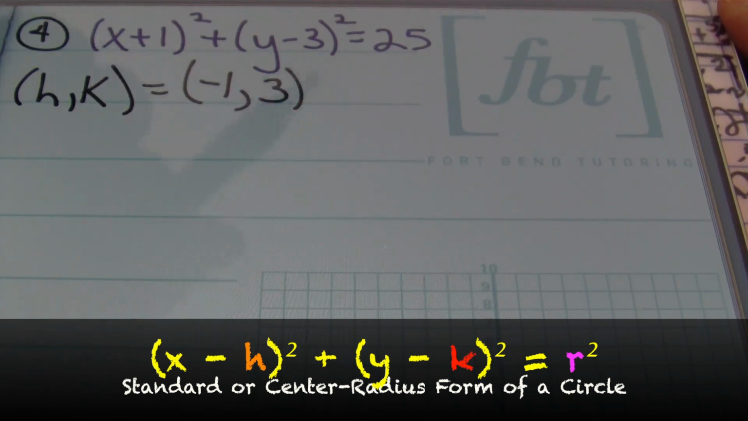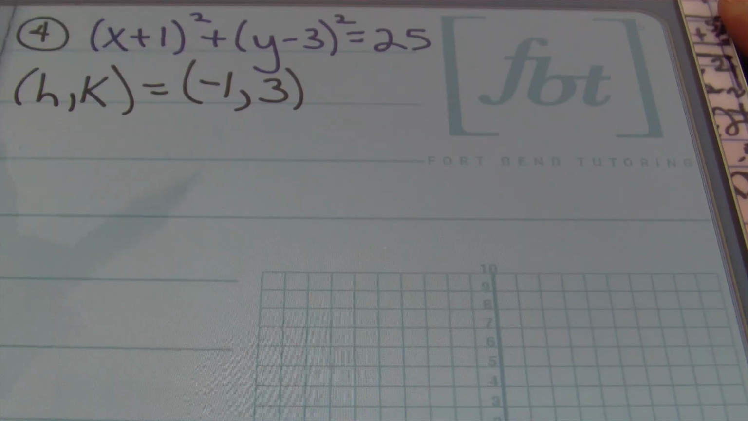You always take the opposite sign of the values inside of the parentheses there, because what you are shown is negative h and negative k, so you need to find the opposite of those values. All right, so do it. There you go. Now, what's the radius?